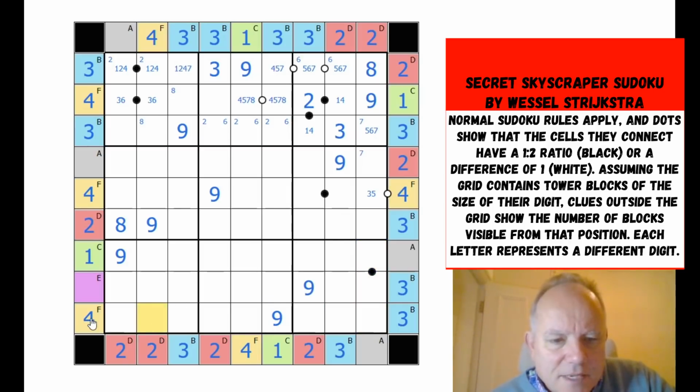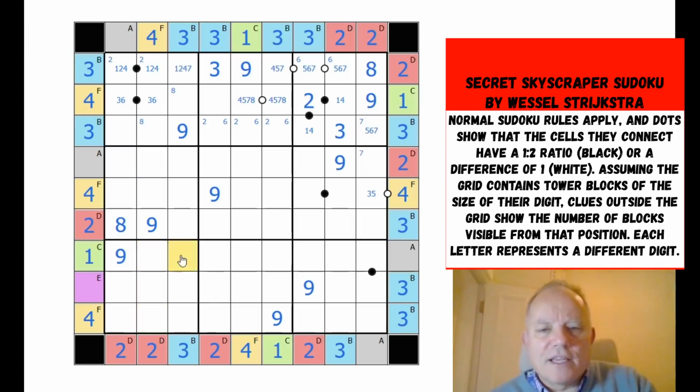That can't be 8 because of this 4. That would only allow it to be 3. It also can't be here or here because it would make that not 2. So 8's not in those cells. And we've got that 8. So 8's in one of these, or one of those two.